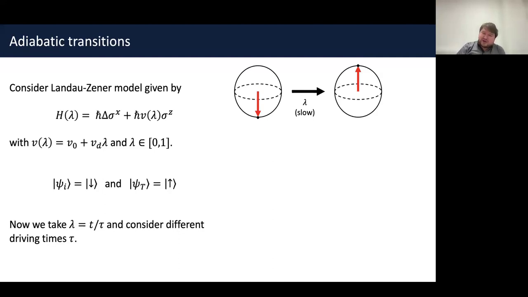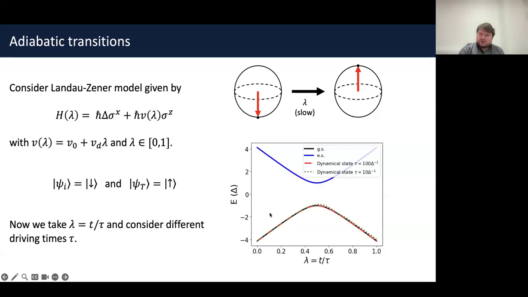Okay, so let's just quickly cover a very simple example, I hope kind of familiar to many of you. And that's just the Landau-Zener problem. So we just have this Hamiltonian, a single spin, we have a sigma x term, and we're going to drive our sigma z term linearly. And we're going to aim for rotating our spin from down to up. And of course, if we do this slowly enough, this is the spectrum as a function of lambda or time here.